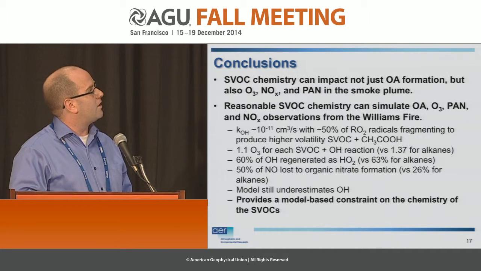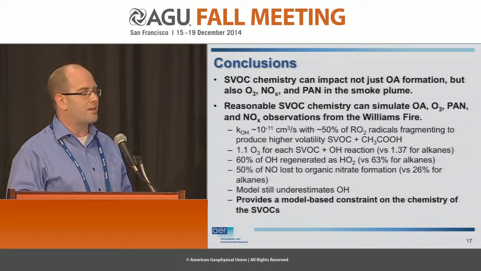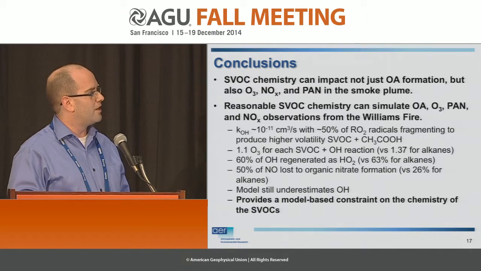But just to go over our conclusions, the chemistry of these unidentified compounds impacts not just the organic aerosol formation, but also the ozone, NOx, and PAN formation within the smoke plume. And we've shown that with reasonable values for this chemistry, we can get a pretty good match with these observations within the Williams fire, but we're still having some issues with OH.